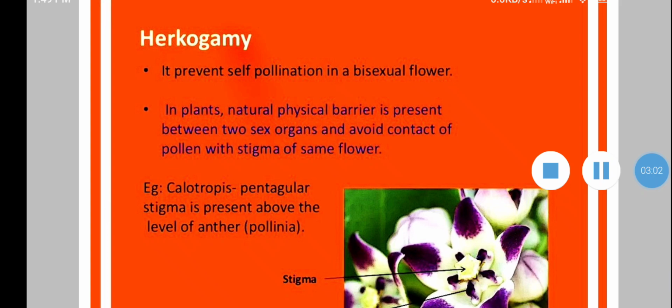It prevents self-pollination in a bisexual flower. In these plants, a natural physical barrier is present between the two sex organs and avoids contact of pollen with the stigma of the same flower. So, self-pollination is avoided or prevented. For example, calotropis, commonly called the rui plant.